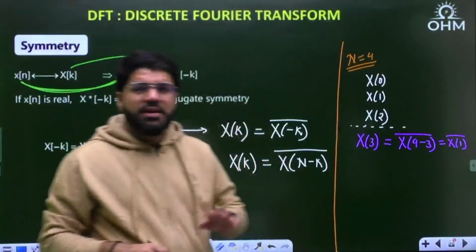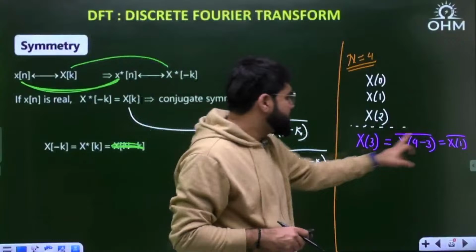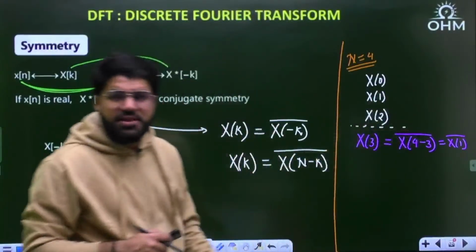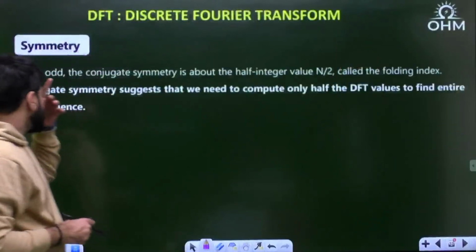Clear everybody? So X3 is the conjugate of X1. X3 is not to be calculated, it is just the conjugate of X1. There is a symmetry.